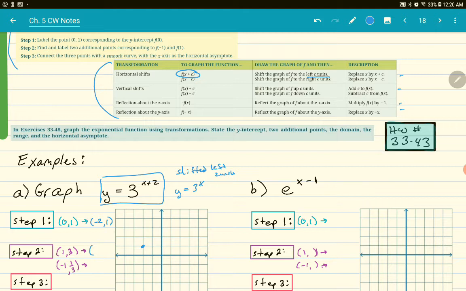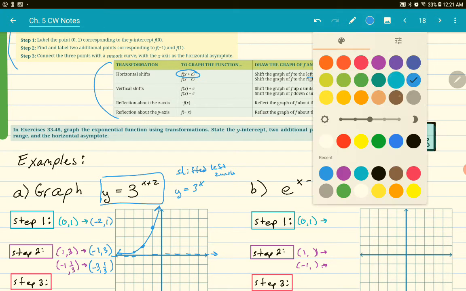So I actually get my graph for this function by shifting left 2 units. So I get negative 1, 3. So I have a point at negative 1, 3, and negative 3, 1/3. So right here. And then nothing happens to my horizontal asymptote because it's just a horizontal shift, so I'll still have that same horizontal asymptote at the x-axis. And my graph looks like something like that.